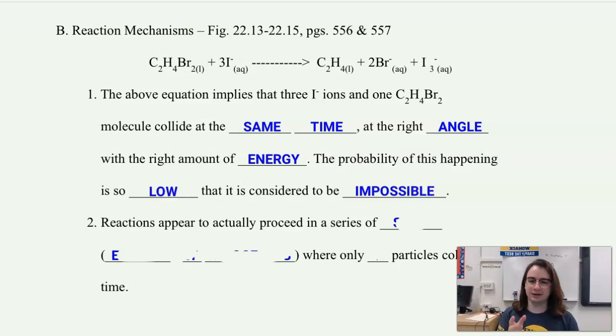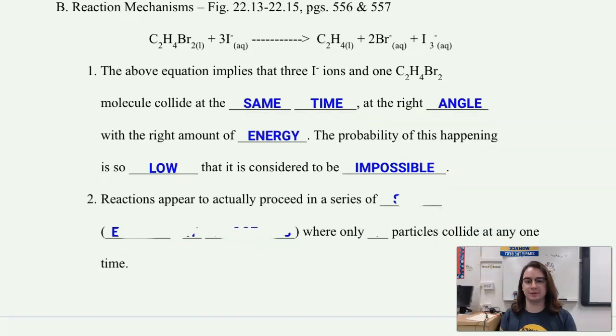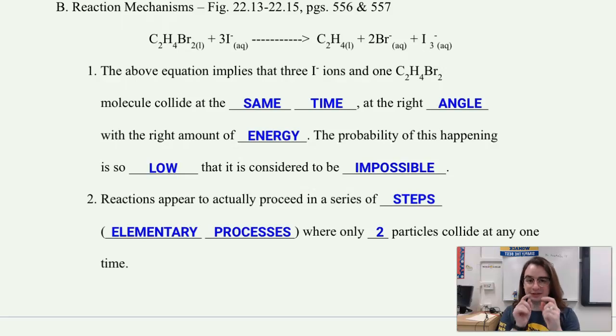In fact, it's so unlikely that we would consider it impossible. So instead, what we have to do is take a reaction like that and break it into what's called elementary processes. Little steps. And all that takes is that we take one thing at a time, actually two things at a time, and we just smash them into each other in small little steps. And that's actually how chemical reactions occur.